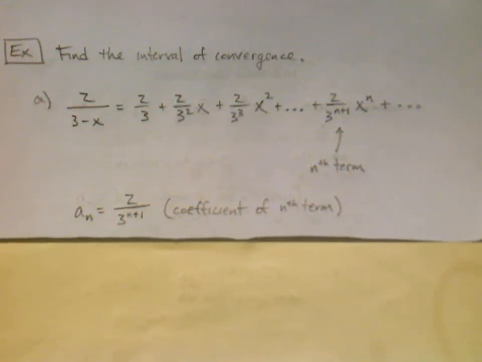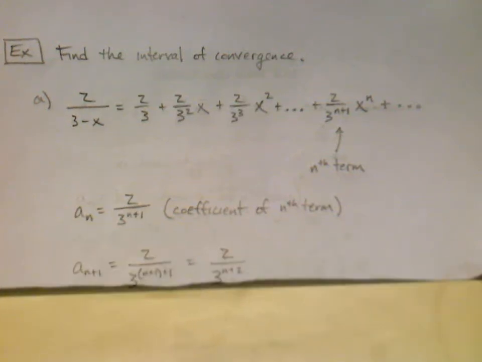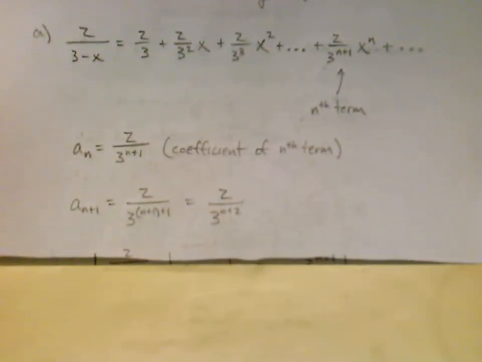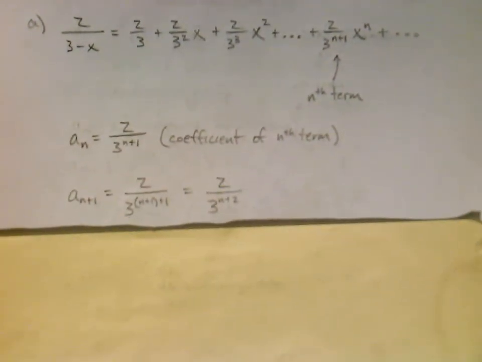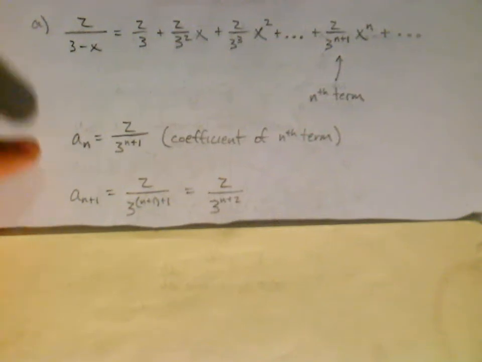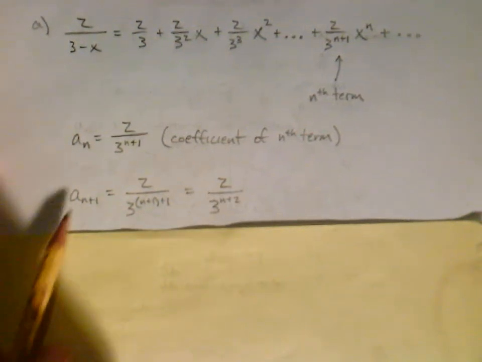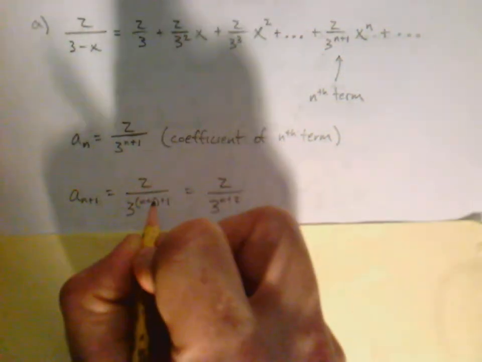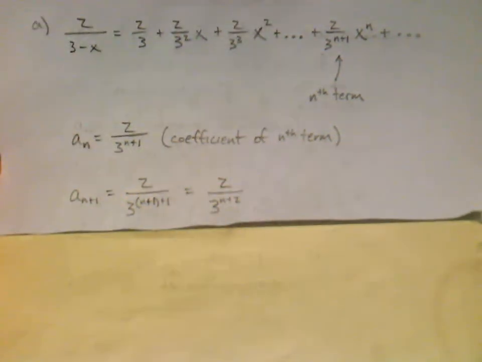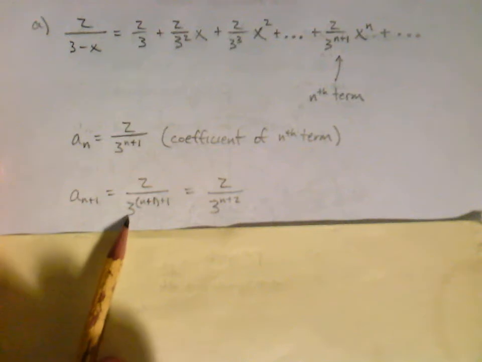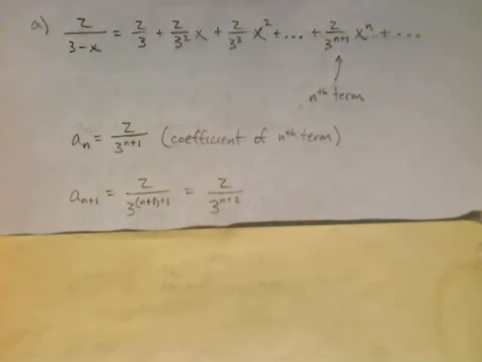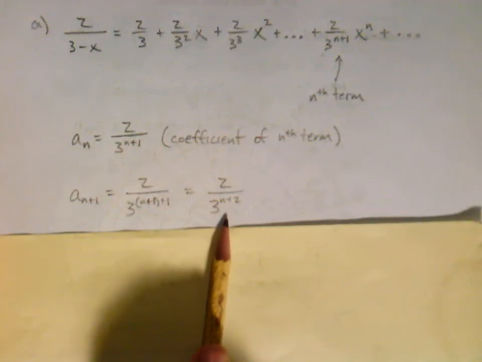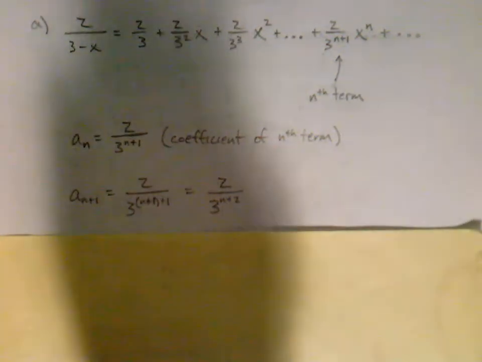Once we have an, well, we need to know what an plus 1 is, because we're going to take the limit of this ratio. So how do you find an plus 1? Well, if you have an, it's just as simple as replace the n with n plus 1. And that'll get you the next term. So it's 2 over 3 to the n plus 1 plus 1. Of course, we're just going to go ahead and simplify that to 2 over 3 raised to the n plus 2.